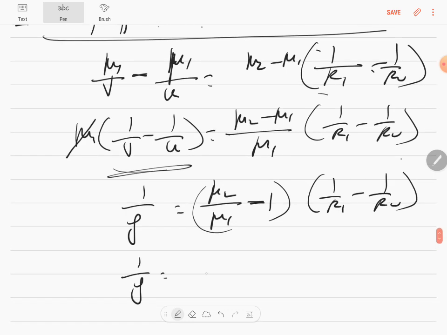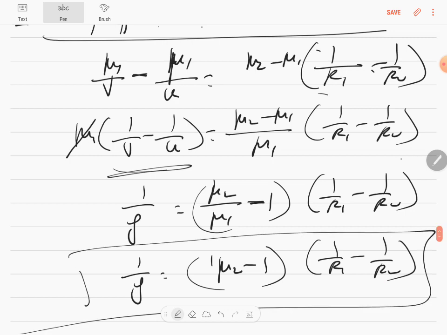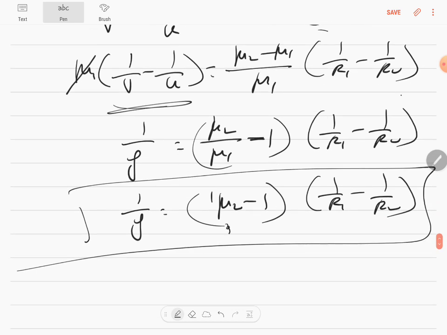Therefore 1 by f is equal to mu of 2 with respect to 1 minus 1 into 1 by r1 minus 1 by r2. This is what is called the Lensmaker's formula. It's always denser with regard to rarer. Are you clear? You must be very, very clear with all these derivations so that we can continue with the numericals.